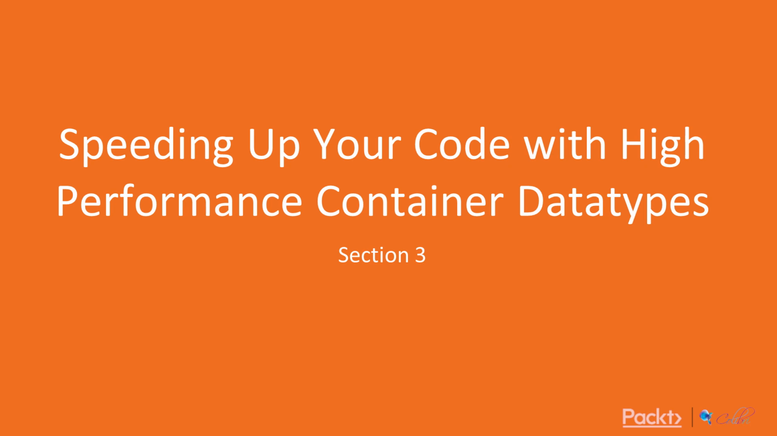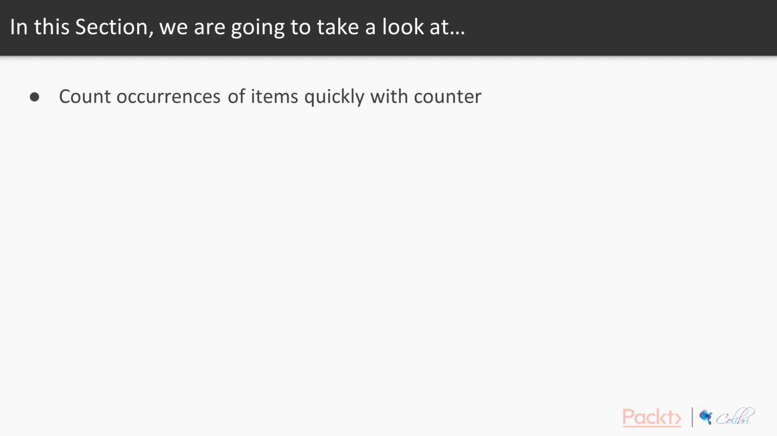Today we're starting a new section on speeding up your code with high performance container data types. In this section we're going to focus on built-in data types or data structures, either within the Python standard library or within the collections module within the Python standard library. So we're looking at 5 different categories of built-in data types.